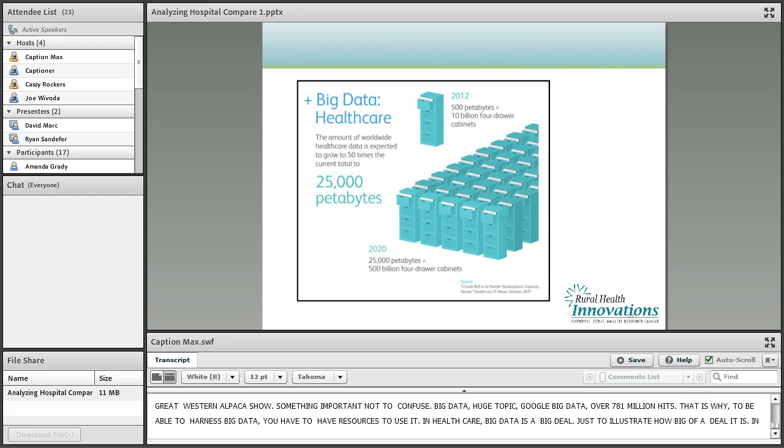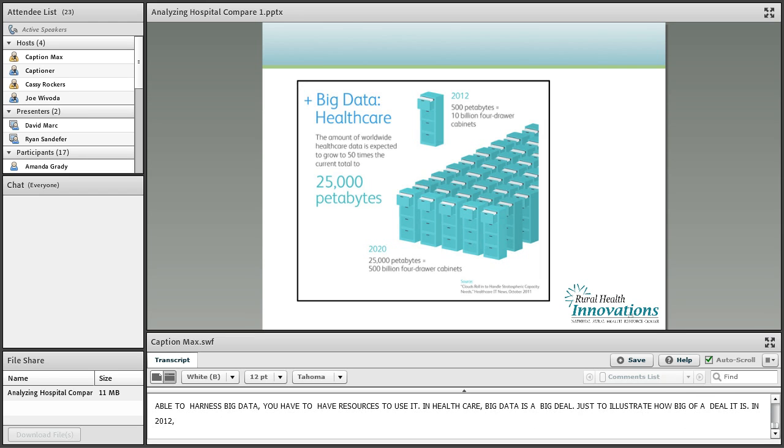And then obviously we're getting down to personalized medicine in terms of doing genome-wide association studies, also known as GWAS. And we wanted to make sure we clarified that you should not confuse GWAS, genome-wide association studies, with the more commonly known GWAS, which is the Great Western Alpaca Show. That is something really important not to confuse.